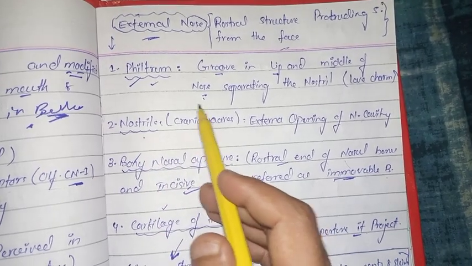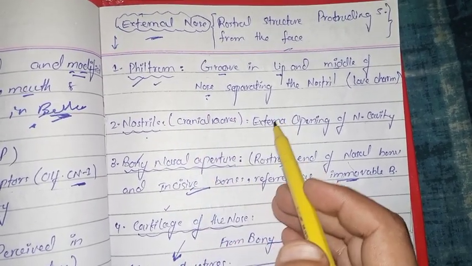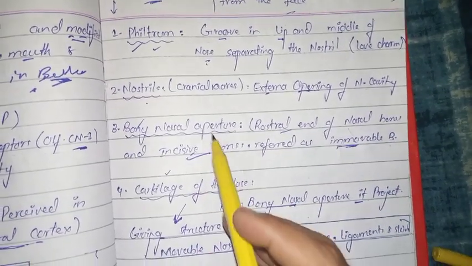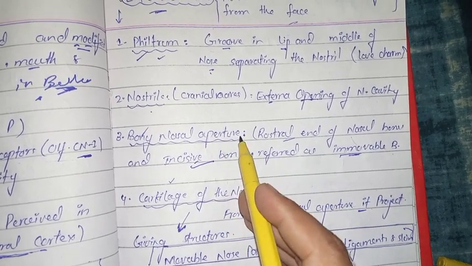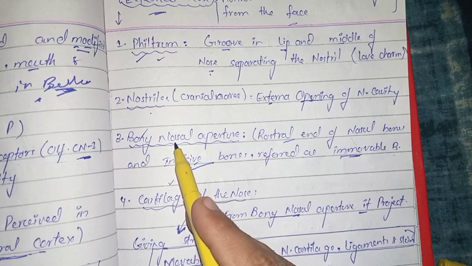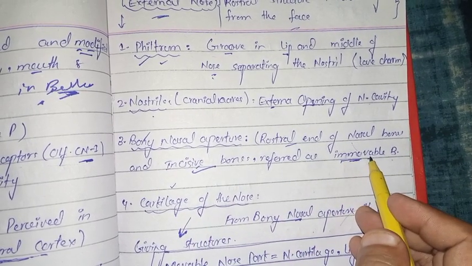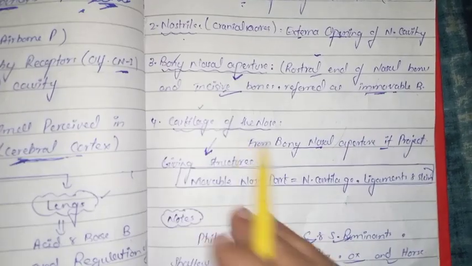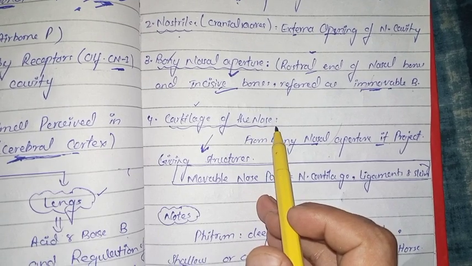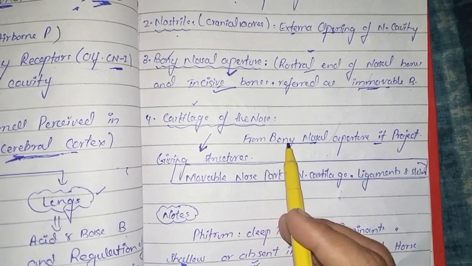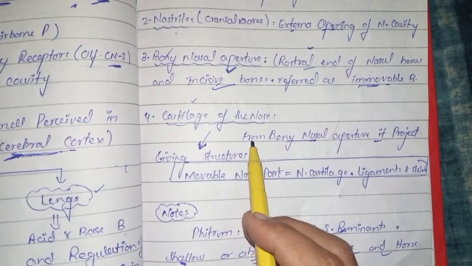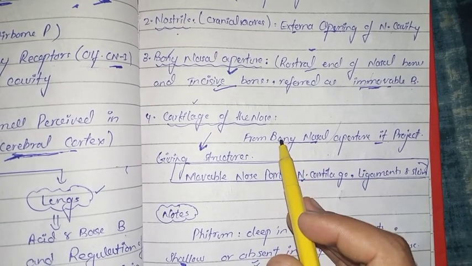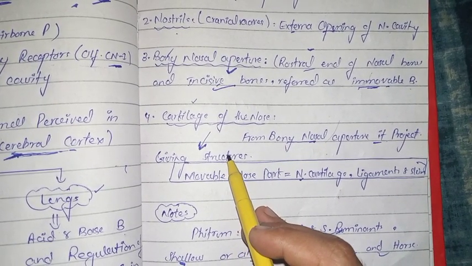Nostril, it is the cranial nerve portion. It is the external opening of nasal cavity. Bony nasal aperture. These parts are the immobile bones. It includes rostral end and incisive bones. Cartilage of the nose includes cartilage, nasal cartilage, ligaments. These provide structure to the nose.